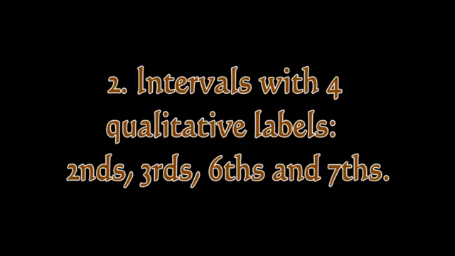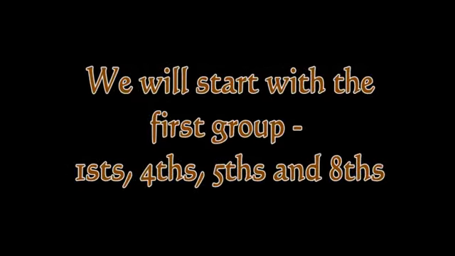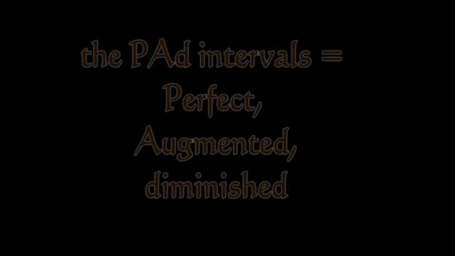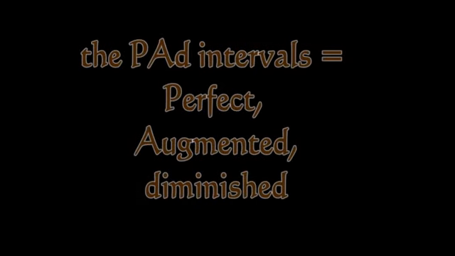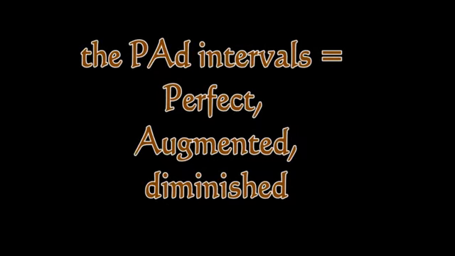For right now, we're going to talk about the intervals unisons, fourths, fifths, and octaves. These intervals I call the pad intervals, P-A-D. These intervals can be perfect, augmented, or diminished. And yes, I've capitalized perfect and augmented and lowercase diminished, and there's a reason for that, which we'll soon see.